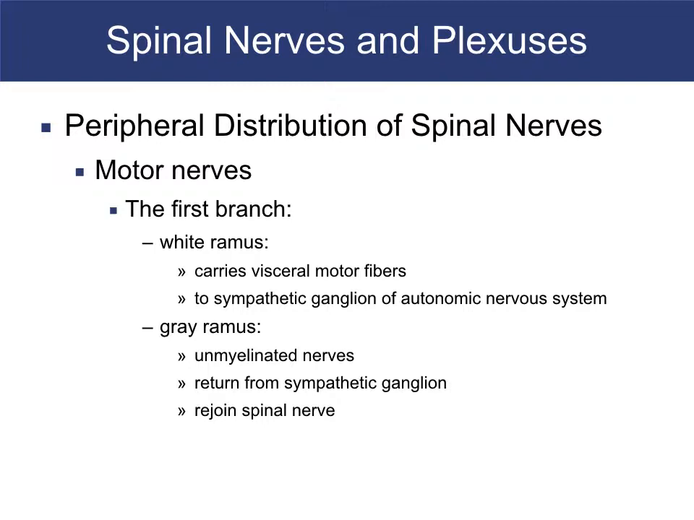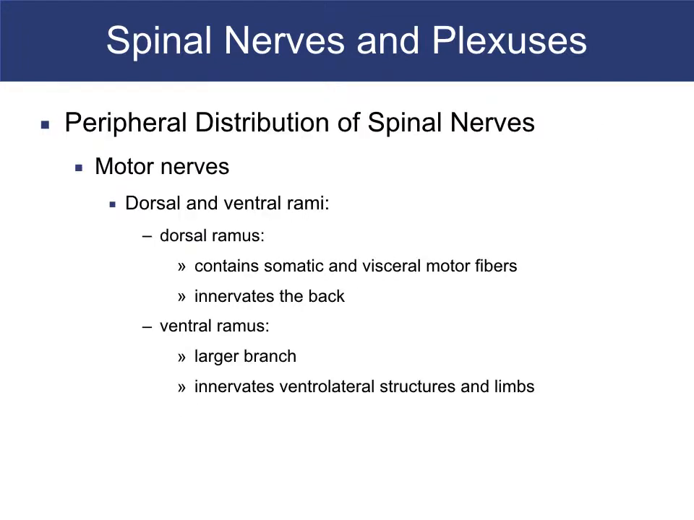They're unmyelinated. They return from the sympathetic ganglion and then rejoin the spinal nerves. So basically this is a way to get the messages from the fight or flight centers up here, send those messages out through these ganglia, and then jump onto other nerves to carry the signals out that make your blood vessels open up or close down, make your arteries open up, close down, and so forth.